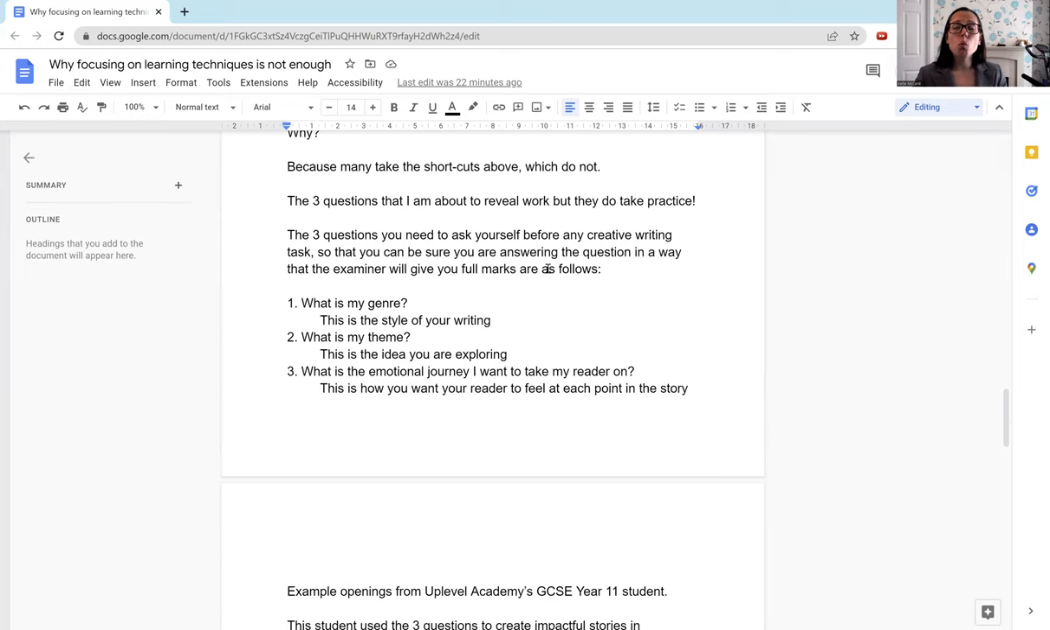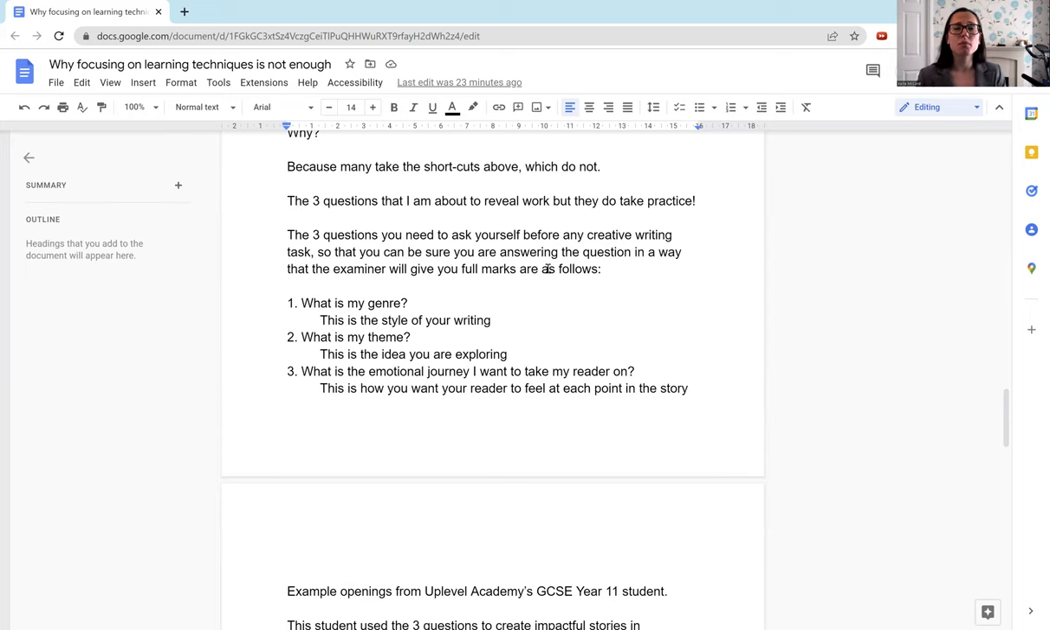Then you need to think about, well, what is my theme? What is the idea I'm exploring? Now, this is really crucial because it will help you to determine what techniques to choose. So for example, what motifs to choose, what imagery to use. So it's really powerful. And then the third question is, what is the emotional journey I want to take my reader on? This is how you want your reader to feel at each point of the story.